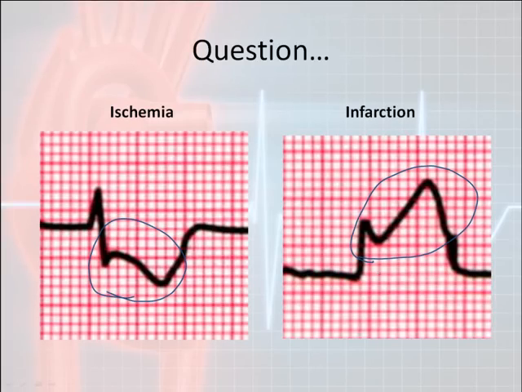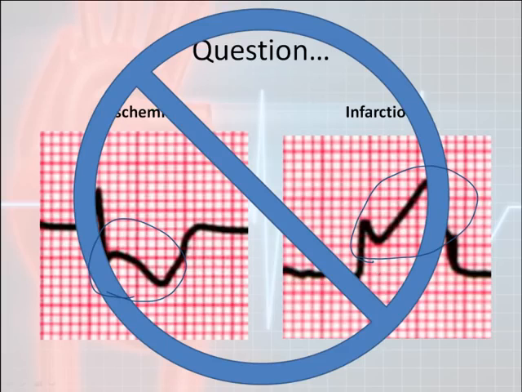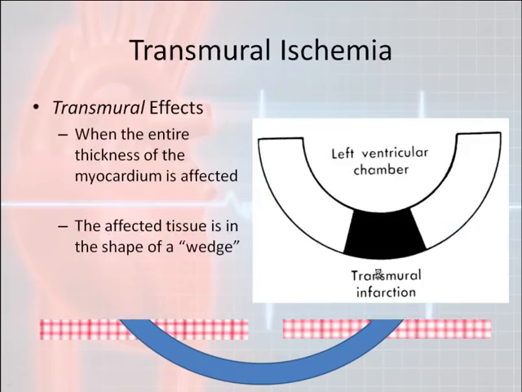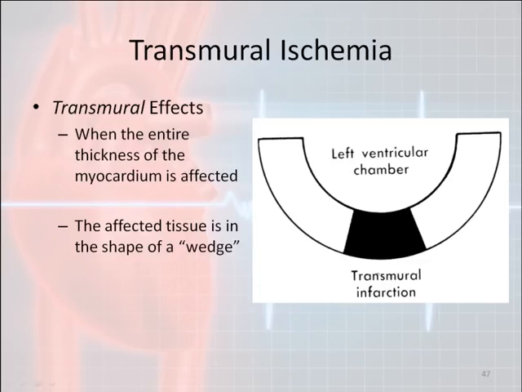Well, I'm here to tell you right now that is 100% false. Depression is not ischemia, and elevation is not specific to infarction. And hopefully after I explain all of this, it'll make a little bit more sense. So let's go ahead and start with the transmural effects. Like I said, transmural refers to the entire thickness of the wall.